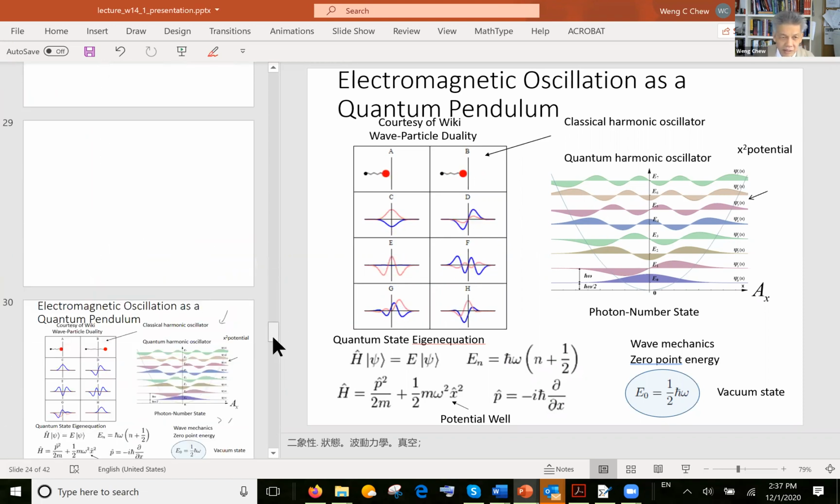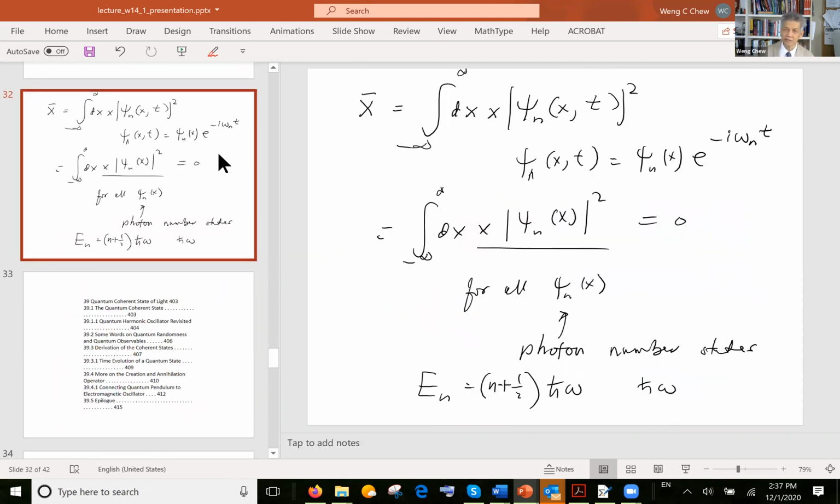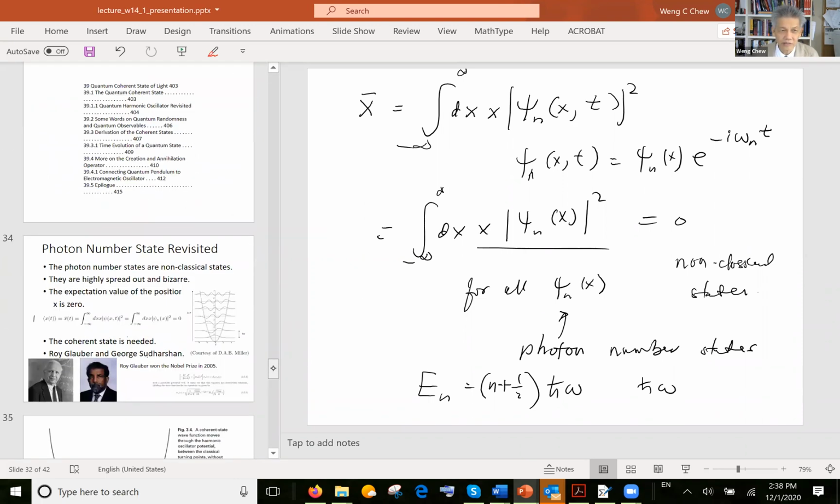But the unfortunate thing about them is that the expectation value of the position of the particle according to this photon number state is always 0. So hence we call this a non-classical state, because a pendulum is not behaving like that. We know that if the pendulum oscillates, it has an average position and average momentum that is not 0. So how do we do that? The answer to this is actually in finding the coherent state.